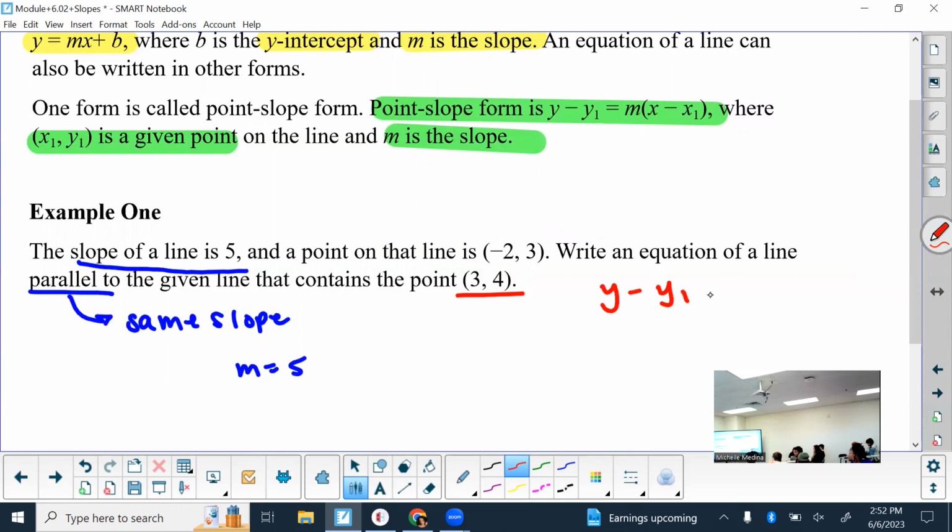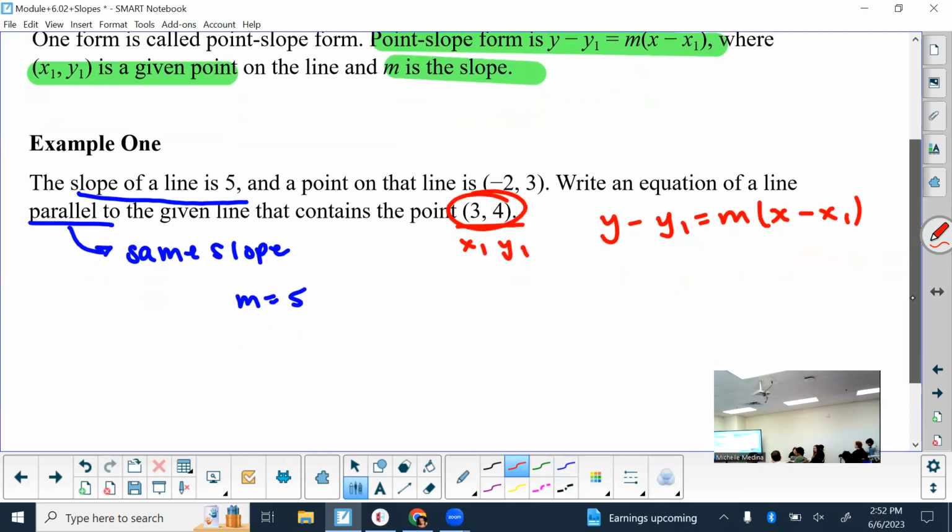That one gives me a point, doesn't necessarily have to be the y-intercept, and I know it's not because it's (3, 4) instead of like (0, something). But since it gives me the slope and a point, then I can use that. If it wants it to go through this point, then I can make that point x1, y1. And now I know what my m is, I can just plug it in.